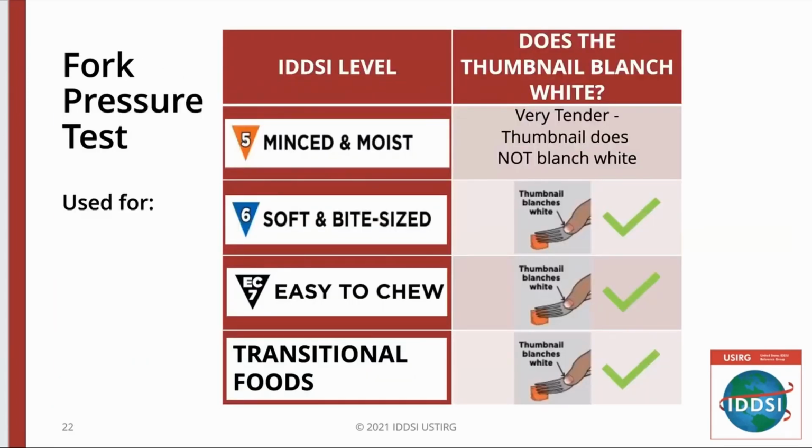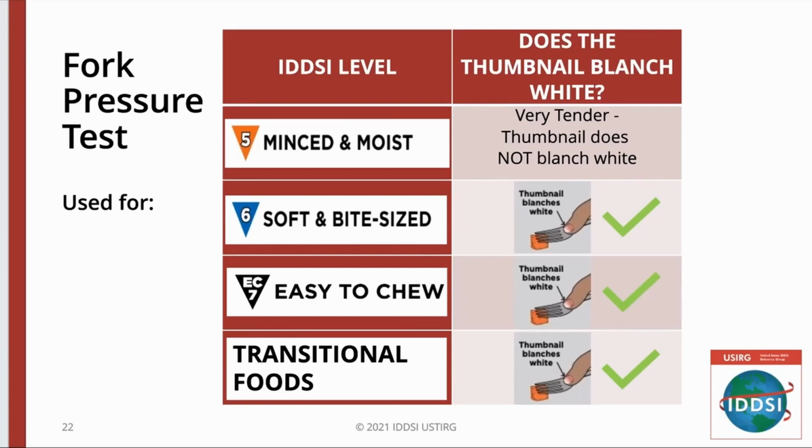The fork pressure test is used for all of these levels, but please note that the result is different for level 5, minced and moist. A minced and moist piece of food should be so tender that you don't need to use a lot of pressure when pushing down with the fork. Your thumbnail will not blanch white with the minced and moist level 5 texture.